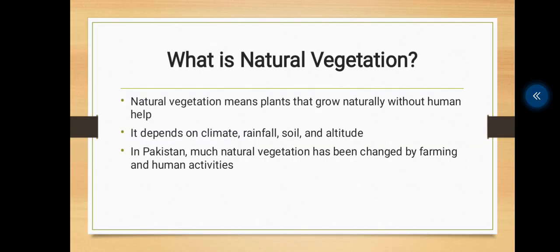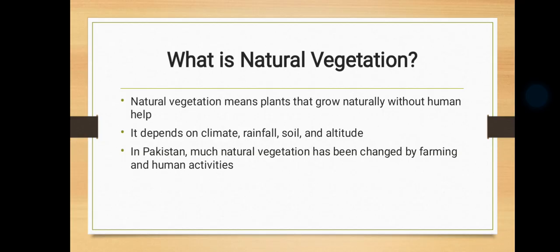As we have repeated most of the time, natural vegetation refers to plants that grow naturally in an area without any help from humans. These plants grow according to the natural conditions of that place. So natural vegetation mainly depends on factors such as climate, rainfall, soil, and altitude. For example, areas with high rainfall usually have thick forest, while dry areas have fewer plants.